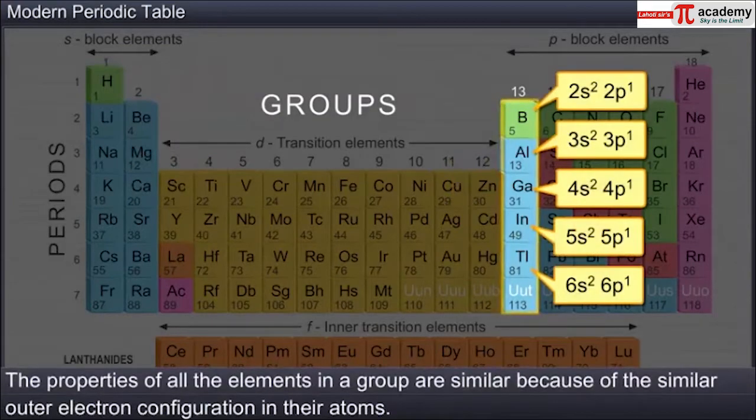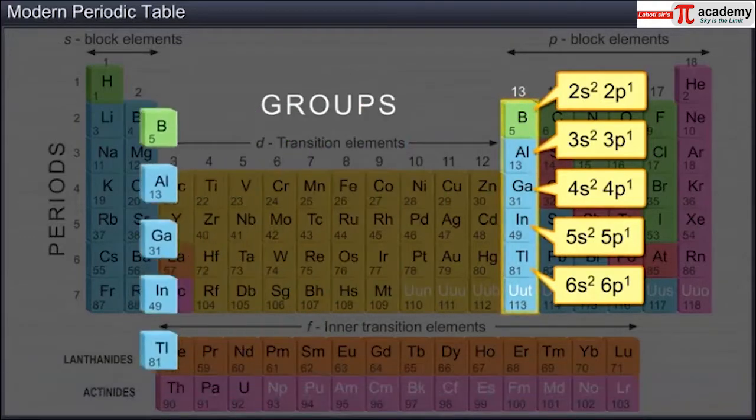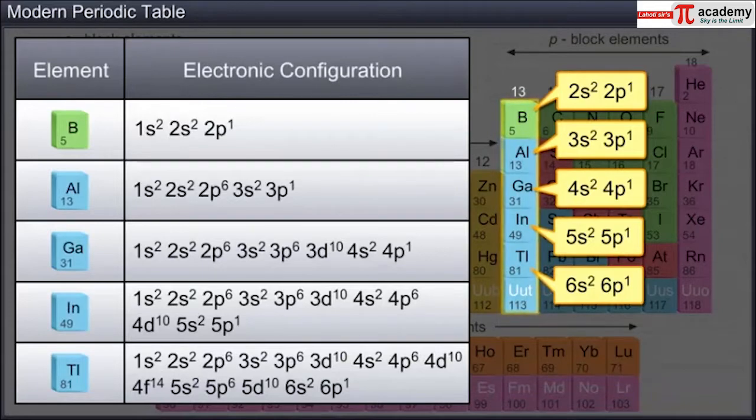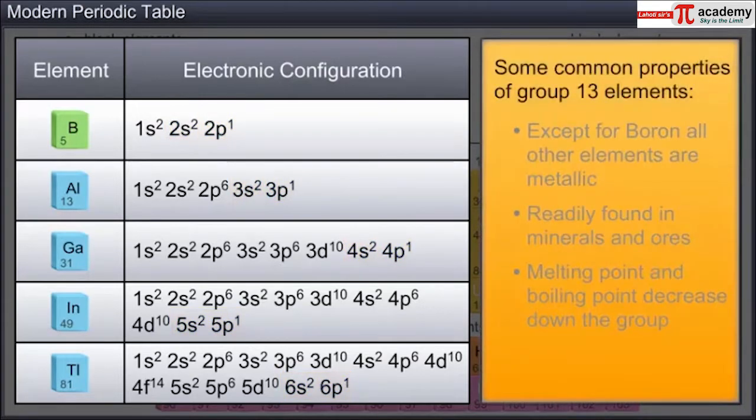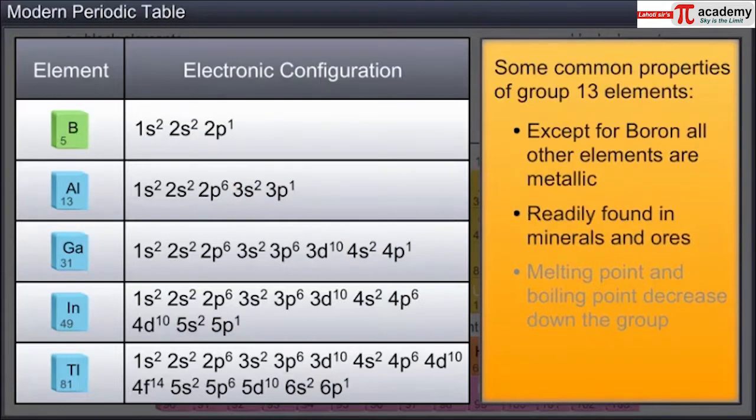In a group, all elements have similar electron arrangement and therefore similar physical and chemical properties. For example, all the elements of the 13th group in the periodic table have the outer electronic configuration ns2np1 and therefore share similar physical and chemical properties. For example, except for boron, all other elements are metallic, are readily found in minerals and ores, and their melting and boiling point decreases as we go down the group.